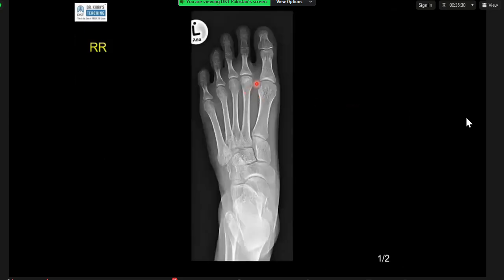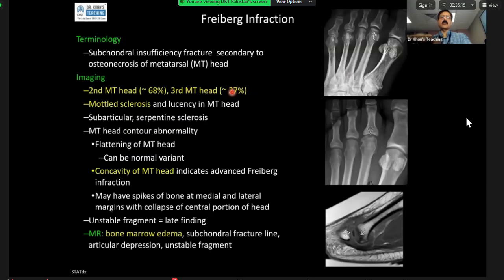Sorry, this was our case where we can see it's a classical rapid reporting case. And by the way, rapid reporting cases can also come in the Viva. Remember that. And so this is it. What are the findings? Subchondral insufficiency fracture secondary to osteonecrosis of the metatarsal head. This is what happens: second metatarsal head 68%, third metatarsal head 27%.